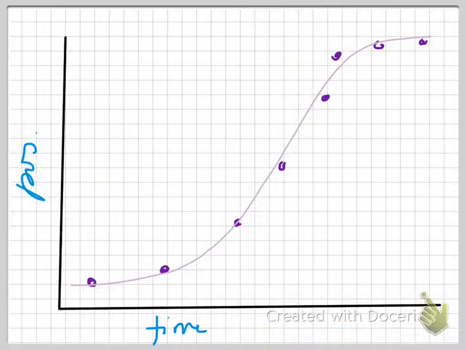Questions, comments, concerns? Here we have an object speeding up, attaining constant velocity, slowing down, maybe coming to a stop. We don't know what happens off the screen. That's a position time graph.